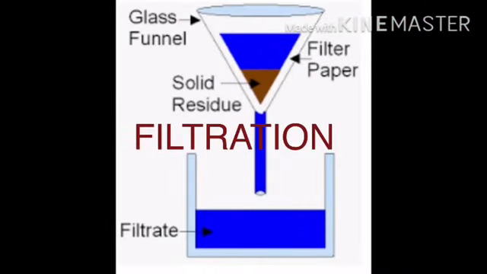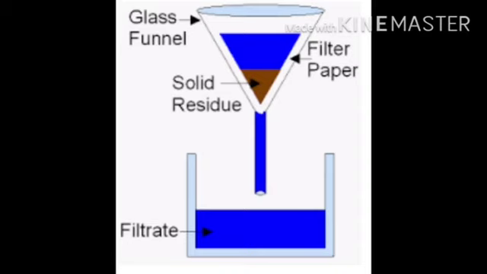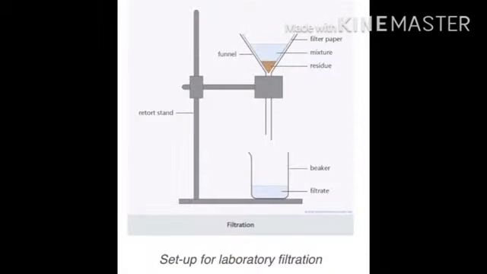Filtration. You see, this is a glass funnel. Filter paper is placed inside the glass funnel. When we filter any substance, the solid residue is left in the filter paper and the filtered water is collected in the beaker, which is at the bottom. Now see, this is the setup for the laboratory filtration. There is a stand, a funnel and one beaker in which the clear water can be collected.